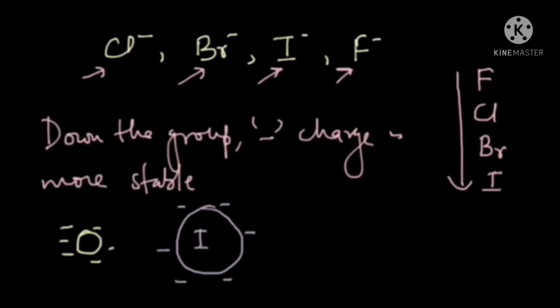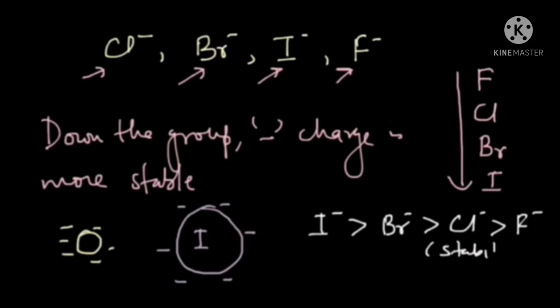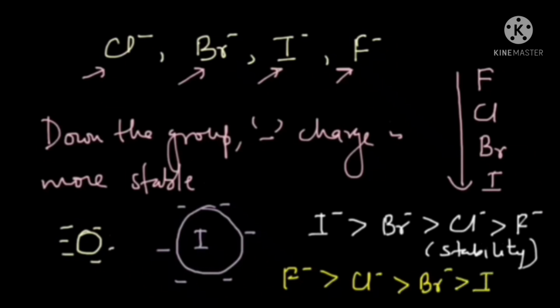So if you write the order of stability, it will be I minus is more stable than Br minus, which is more stable than Cl minus, which is more stable than F minus. This is the order of stability. And since the order of basicity will be the reverse of this order, the order of basicity will be F minus is more basic than Cl minus, which is more basic than Br minus, which is more basic than I minus. This is the basic order.